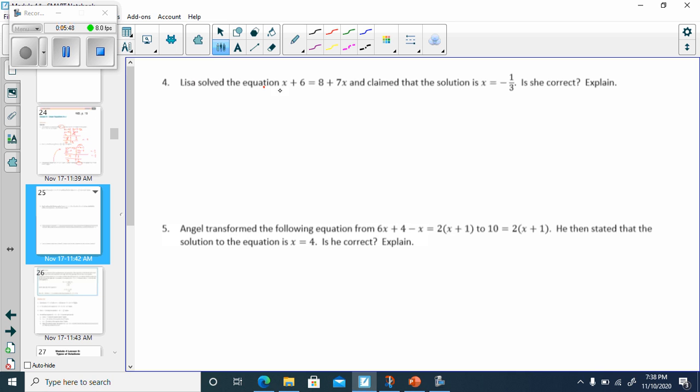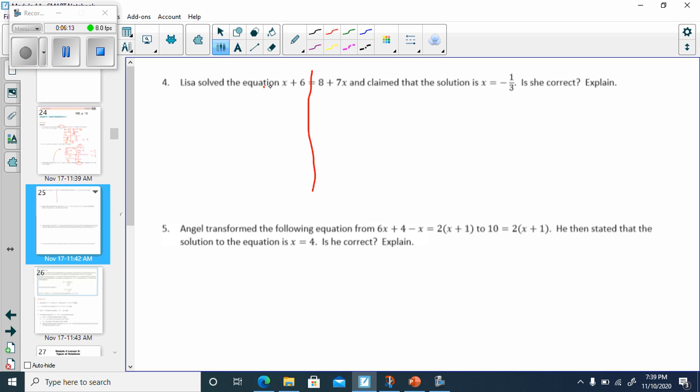Please solve this equation. X plus 6 is equal to 8 plus 7x. And claim the solution is x is equal to negative 3. Is she correct? Explain. Well, let's try it and see. In this case, this expression is as simple as it gets.